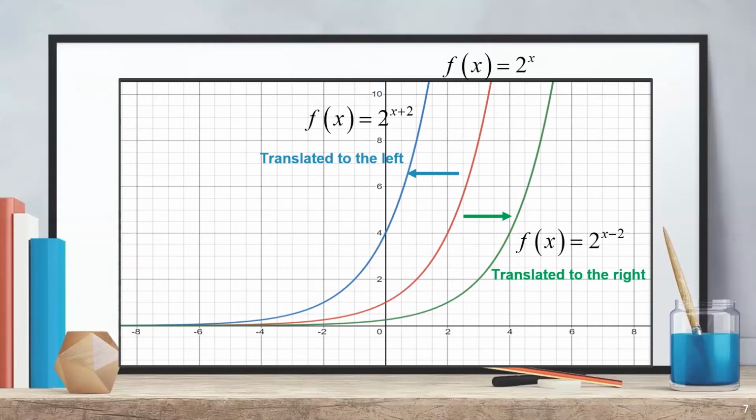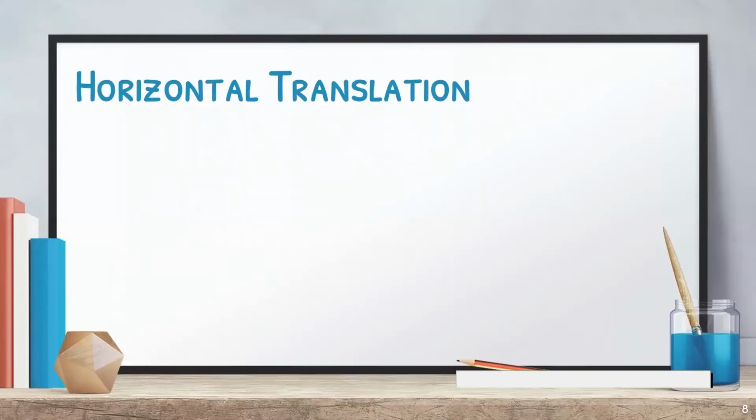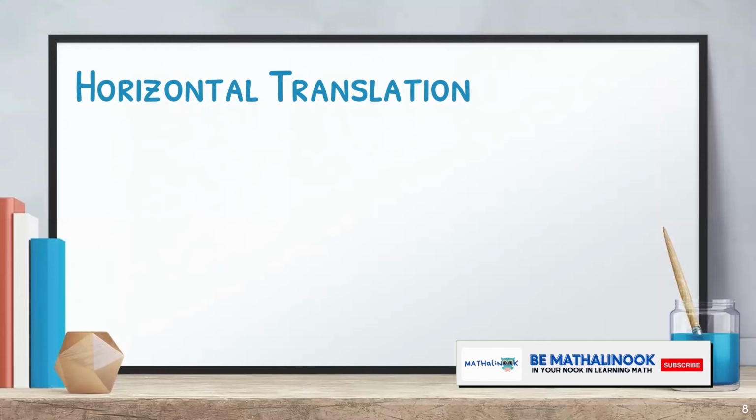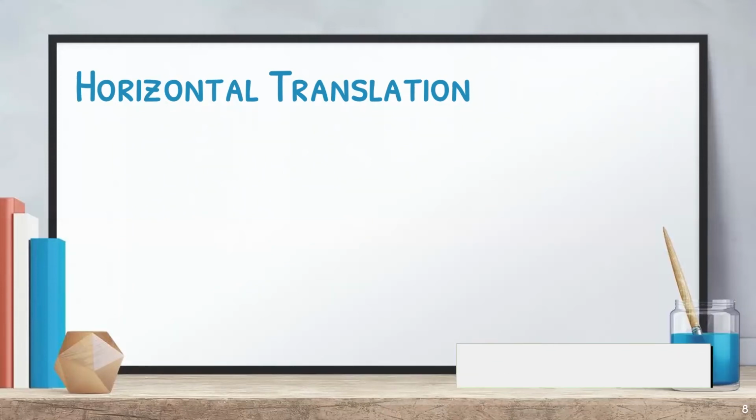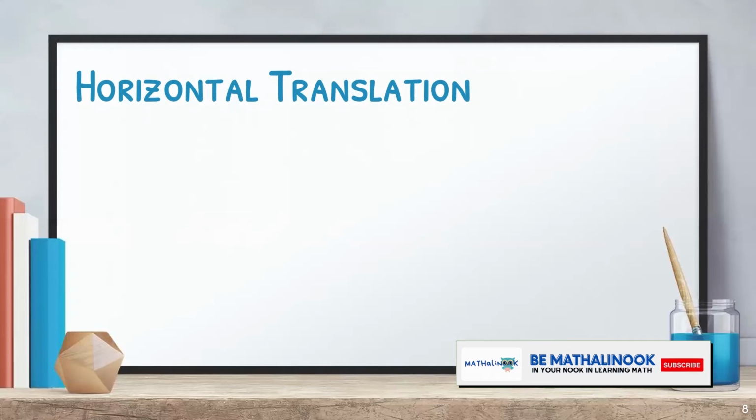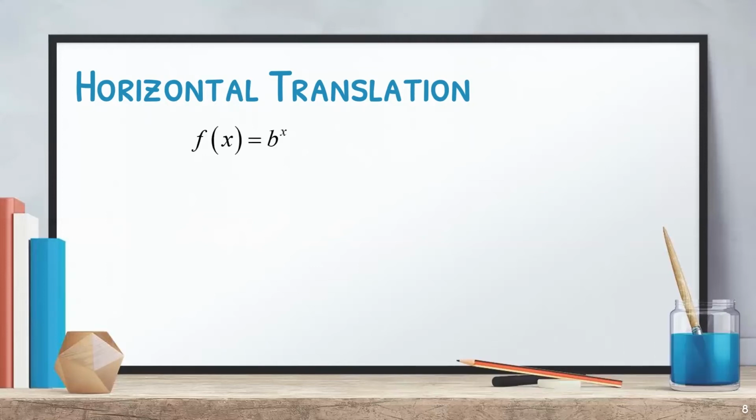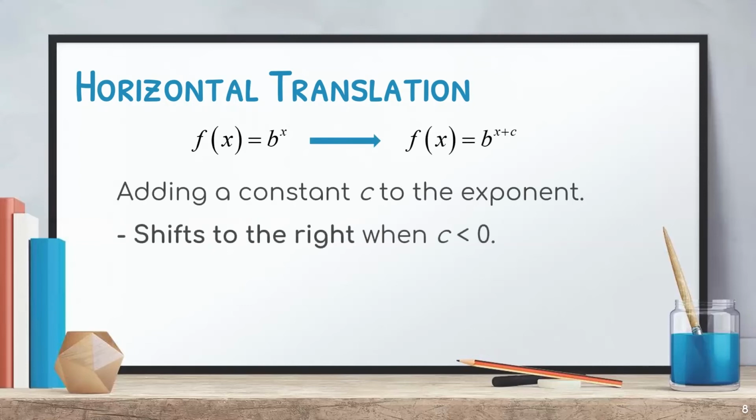Comparing this graph to the red one, this graph was translated 2 units to the right when we subtracted 2 in the exponent. What happened to the graphs earlier is called horizontal translation. It means shifting to the right or to the left. This happens when we add a constant c to the exponent. The graph shifts to the right when c is less than 0 and shifts to the left when c is greater than 0.